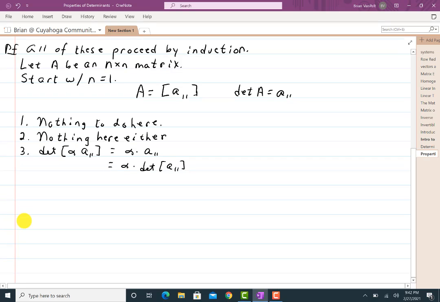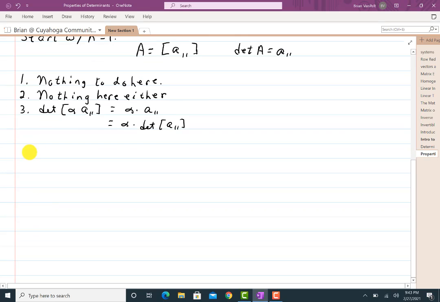Now, that's not enough for the induction. That would work for number 3. It would be okay to start the induction that way. But since we weren't able to do anything with 1 and 2, we need to work at n equals 2 and do something with it. I'll show all these things to be true for n equals 2, and then we can start the induction process. So for n equals 2, A is going to equal A11, A12, A21, A22.